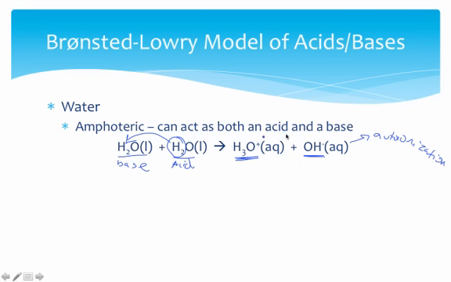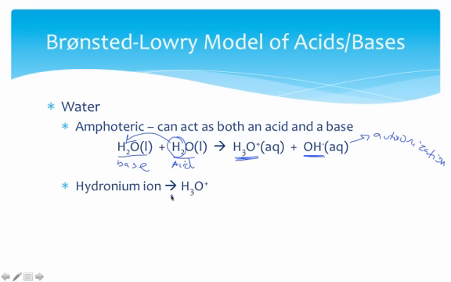Now, of course, these ions are relatively unstable and they will naturally go back to the H2O and the H2O again, but this is a process that can go back and forth. Really what you want to take away from this is that water can act both as an acid and a base, and that's going to be important in our later discussions.